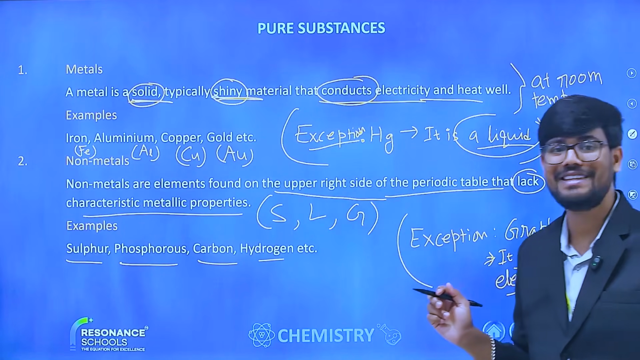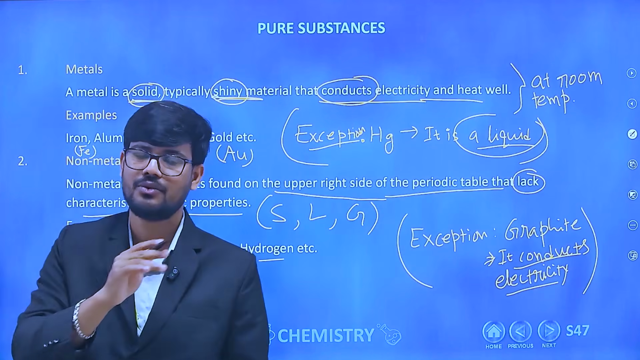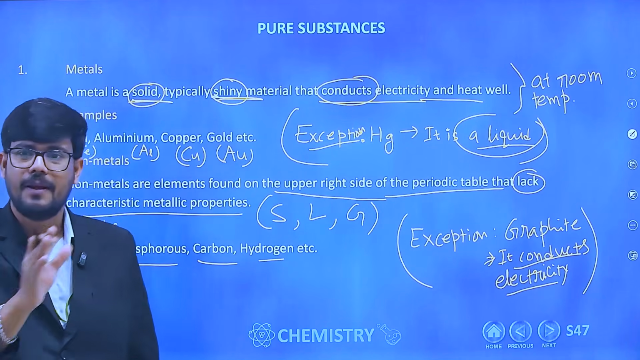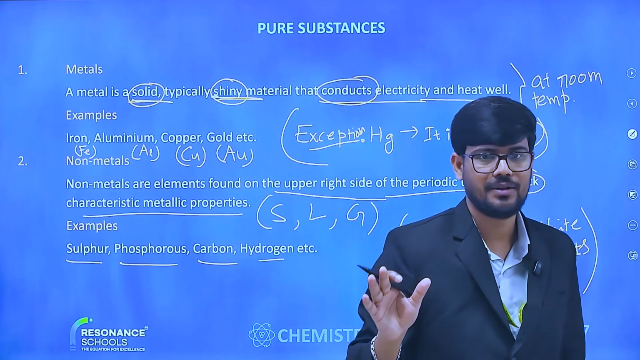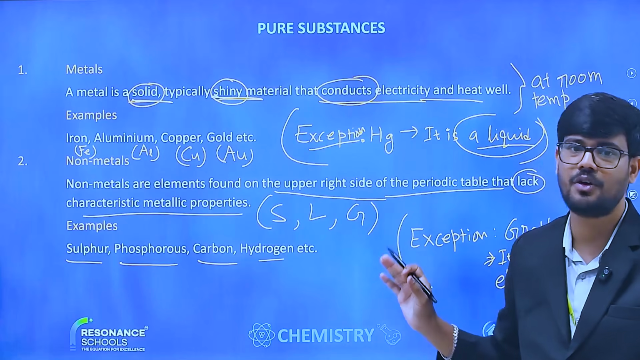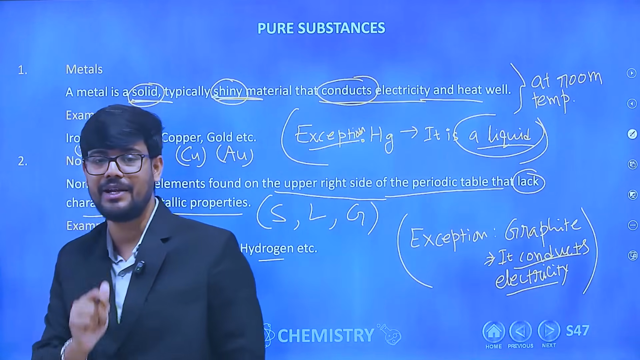And for these 118 elements, there is no single human who discovered all of them. A lot of scientists discovered all of these. For example, Marie Curie discovered two elements.